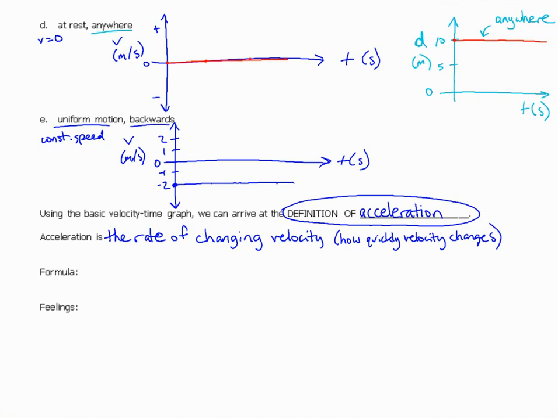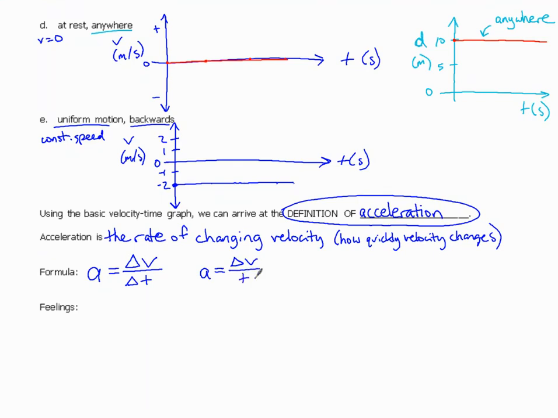Formula. Acceleration is represented by lowercase a. Take a look at this, we have velocity and we have time. Looking at the slope of a graph, remember rise over run. Change in velocity is the rise. Change in time is the run. Based on time, we can just make that t. Acceleration is the change in velocity over time.